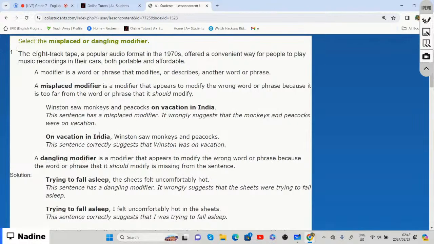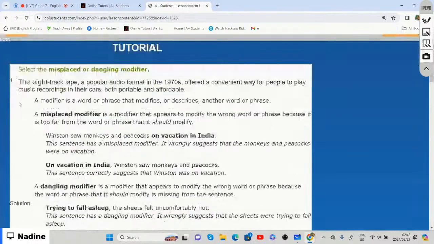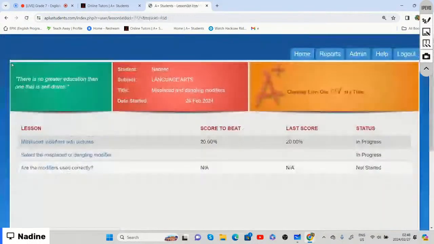But for now, we say the misplaced modifier is a modifier that appears to modify the wrong word or phrase because it is far from the word or phrase that it should modify. And then a dangling modifier is a modifier that appears to modify the wrong word or phrase because the word or phrase that it should modify is missing from the sentence. And earlier on, we worked with misplaced modifiers with the pictures, basically directly matching what the picture shows, right?